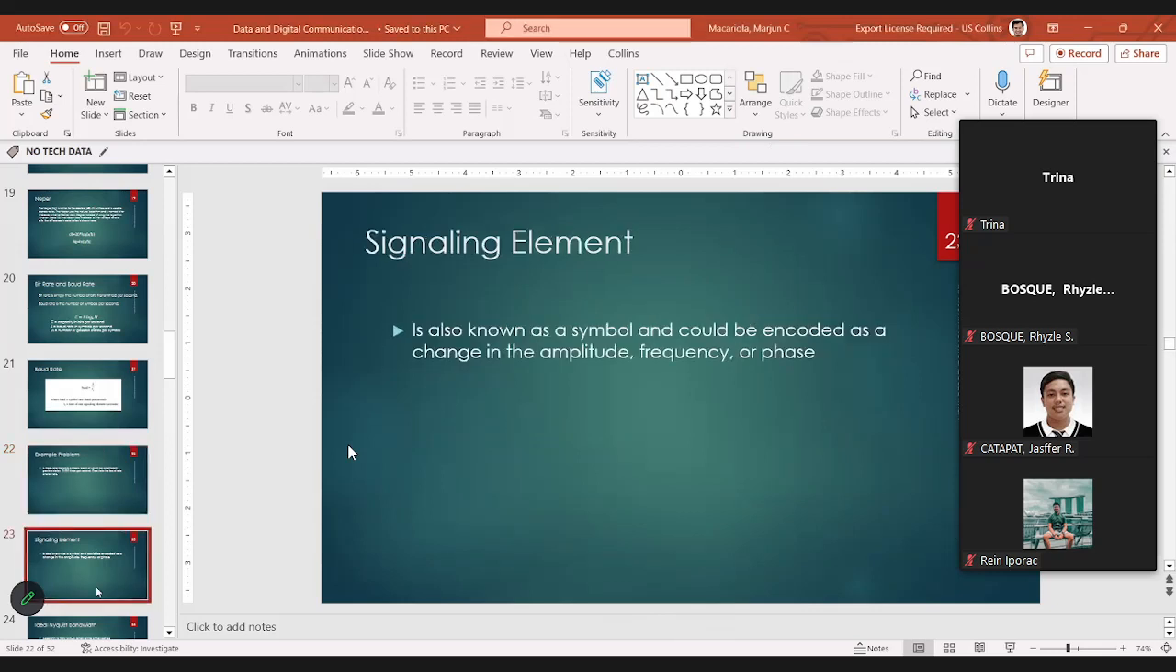This is what I mentioned earlier about the signaling element. When we're talking about a signaling element, it also deals with a symbol. It is also known as a symbol or state or signaling element, and could be included as a change in the amplitude, frequency, or phase. So when you encounter the phrase signaling element per second, you are also dealing with baud rate.